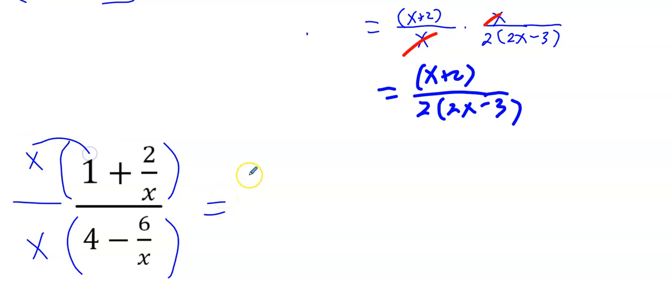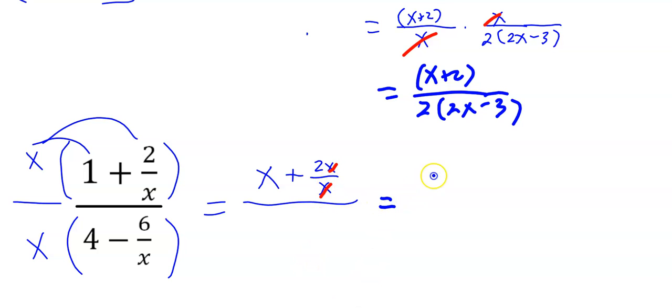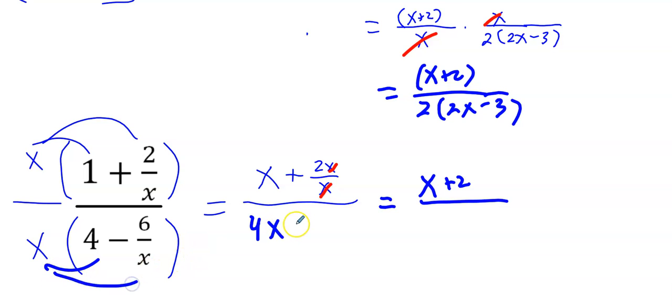So when I distribute this, in the numerator, I get x plus 2x over x, which is x plus 2 in the numerator. Wow, that's pretty nice. In the denominator, when I distribute, I get 4x minus 6x over x, which is 4x minus 6, or 2 times, 2x. Do that again. 2 times 2x minus 3.